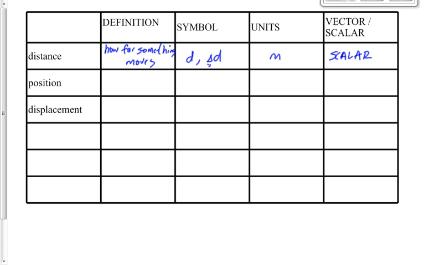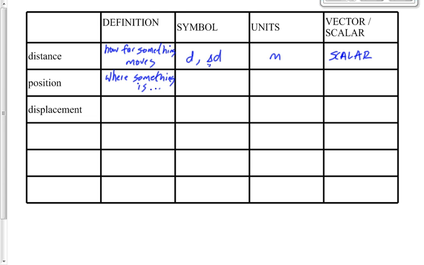Position. Haley, what do you think position means? Again, it doesn't have to be a perfect science definition. Even though Jordan gave me a really good definition, even though I gave him some leeway on it, he still gave me a really good definition. No pressure or anything, though, Haley. Yeah, perfect. Where something is. Where something is.